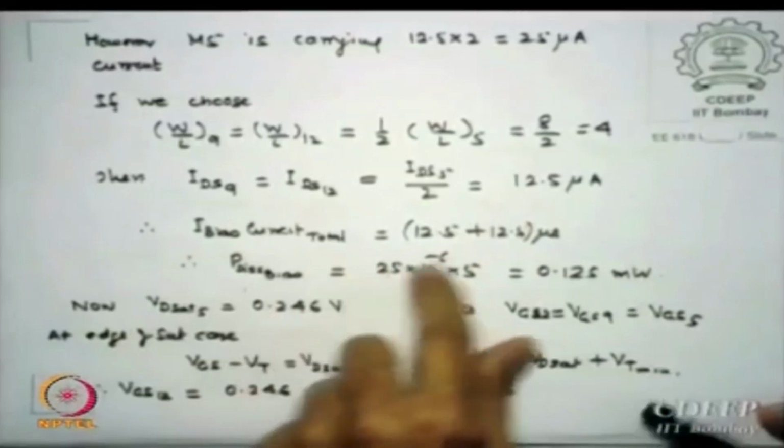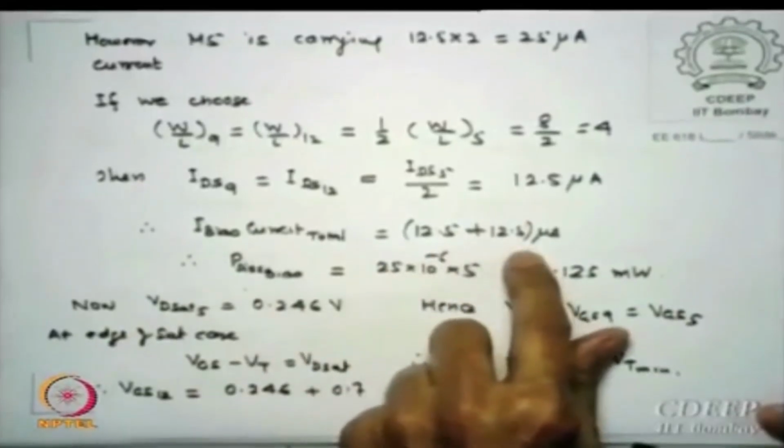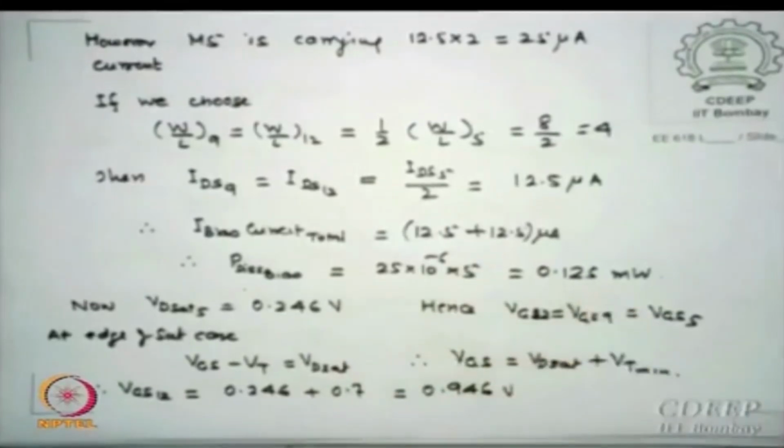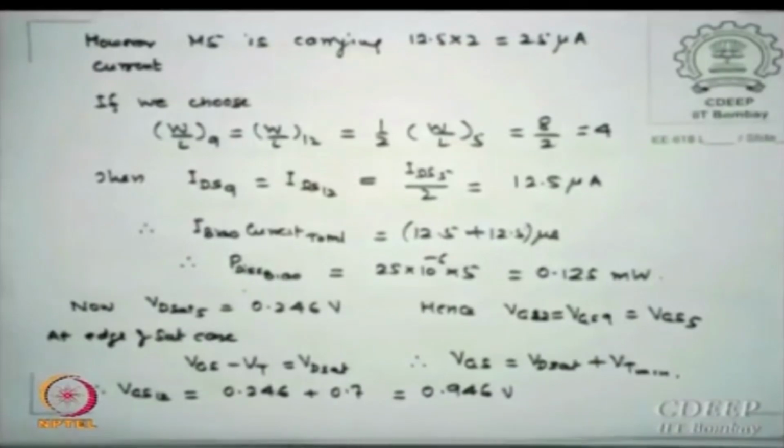So the bias current total is 12.5 plus 12.5 into 5, which is 0.125 milliwatts. How much? 125 microwatts. So this much power has gone into all of these. Now we also want to find the R value for the bias. I haven't told you R yet.